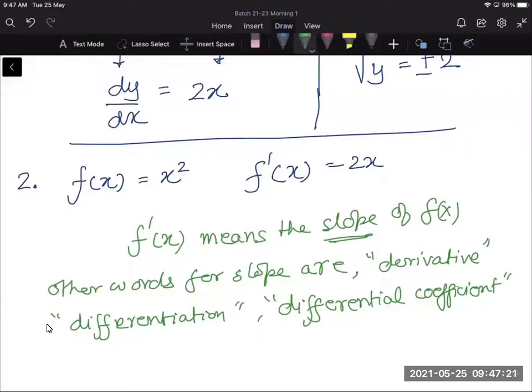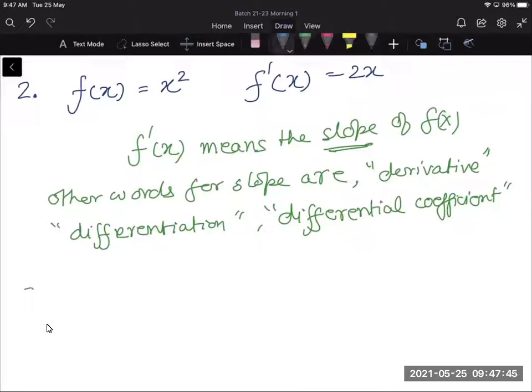So f dash x means the derivative of fx. F dash x means the differentiation of fx. F dash x means the differential coefficient of fx, right? All having the same meaning, that f dash x means the slope of fx. Okay.